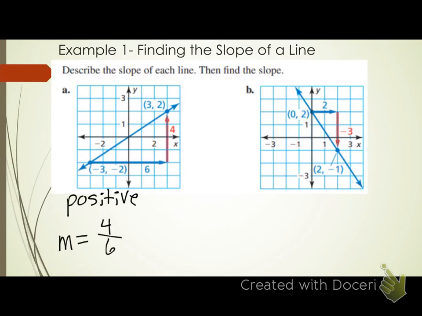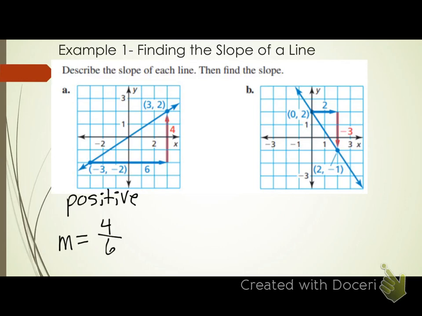1, 2, 3, 4, 5, 6. That's my run. That's the denominator of my fraction, my slope. Does everyone see how we got that? And did we say it's positive or negative? Positive. So I don't need to put anything in front of it because it's already positive if I don't have a sign in front.